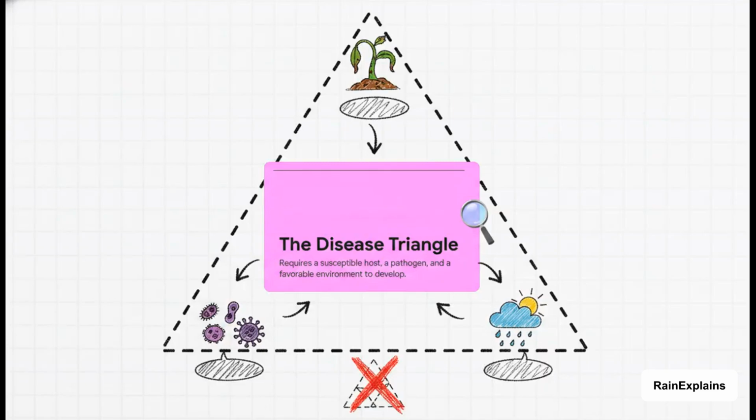Here's the kicker though. If even one of these 3 elements is missing, or even if it's just too weak, the disease simply cannot fully develop. The triangle completely collapses and your plant stays healthy.